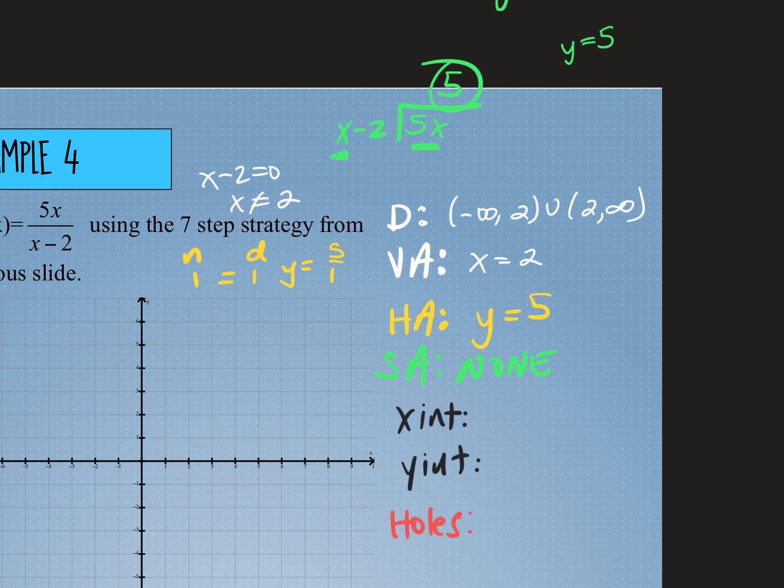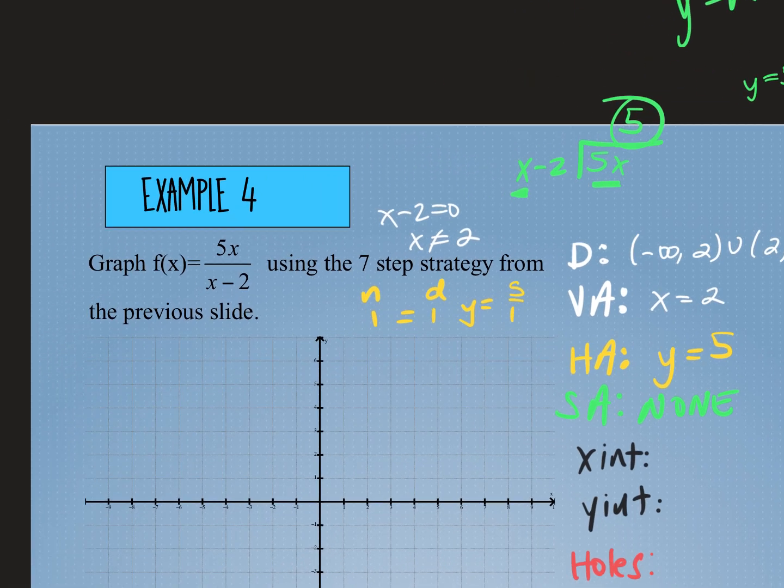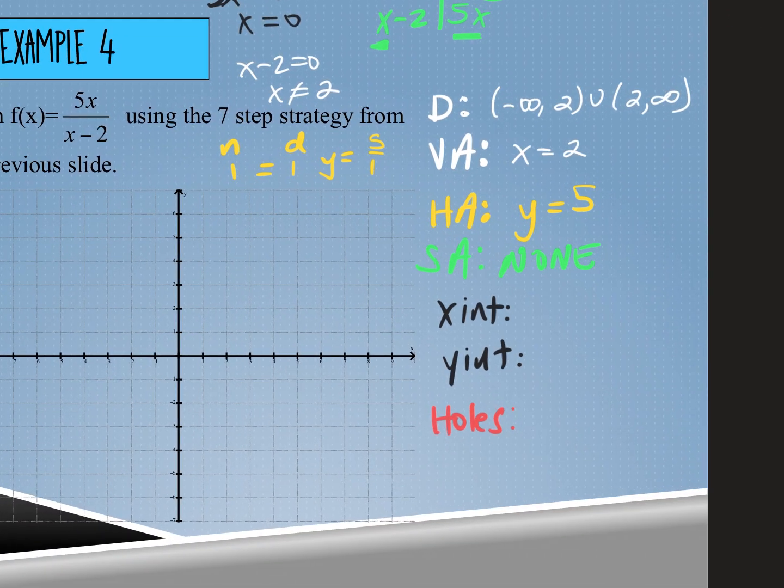Look at your cheat sheet. How do you find x-intercepts? Set numerator equal to 0. 5x equals 0. So x equals what? 0. So how do I write my x-intercept? 0, 0. We always write intercepts as ordered pairs. What does your cheat sheet say to do for y?